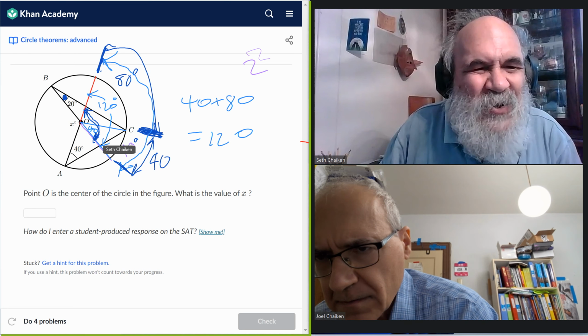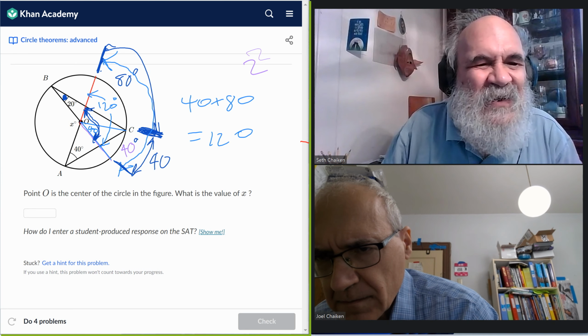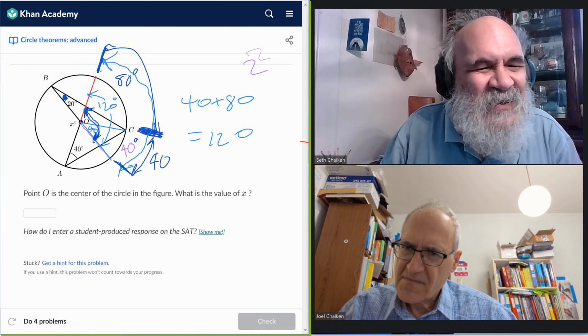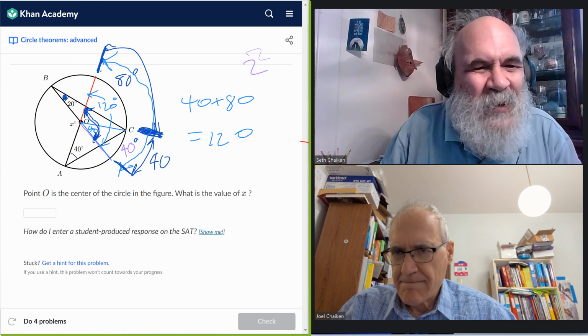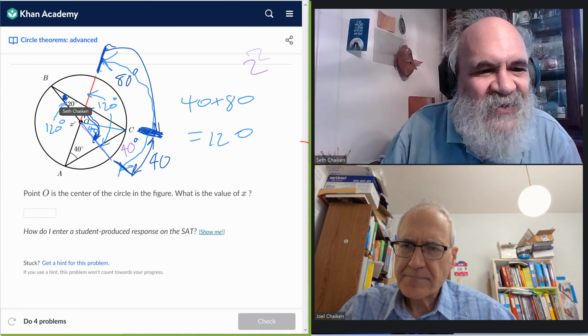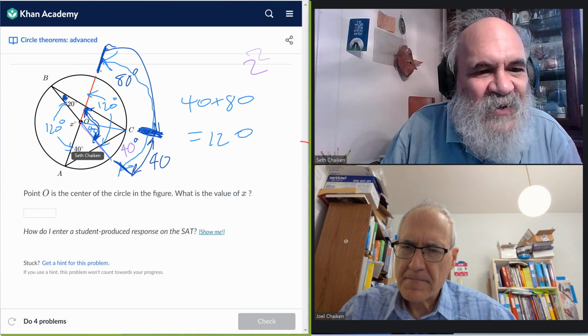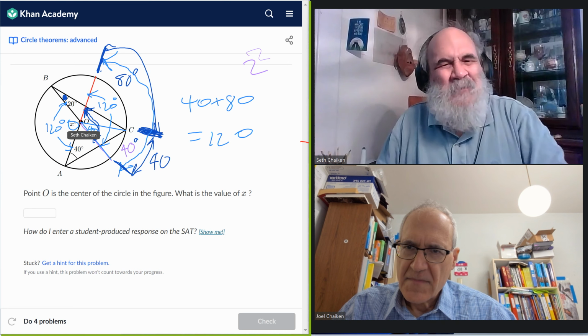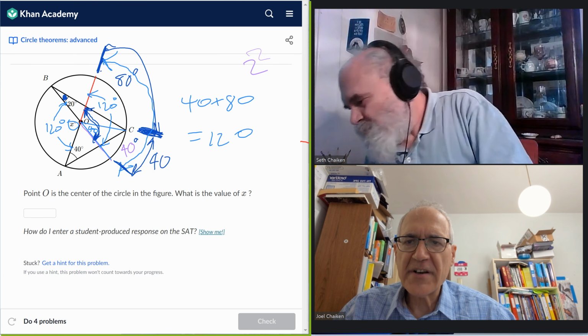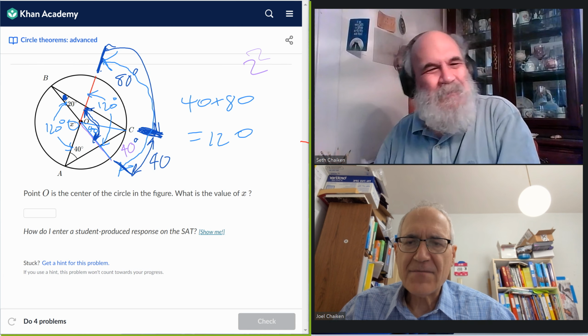And therefore, because these are what's called transverse angles of intersecting lines, transverse angles are equal. So the angle that the question is asking for, x, is also 120 degrees. That's the answer. It's a little bit hard to see that that's a vertical angle.